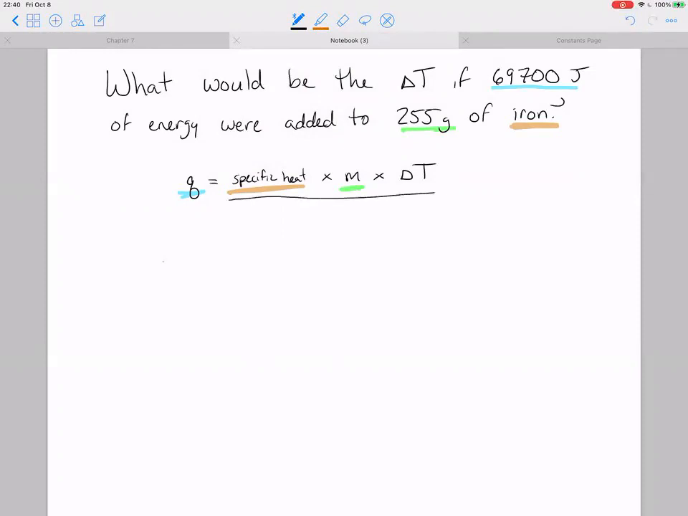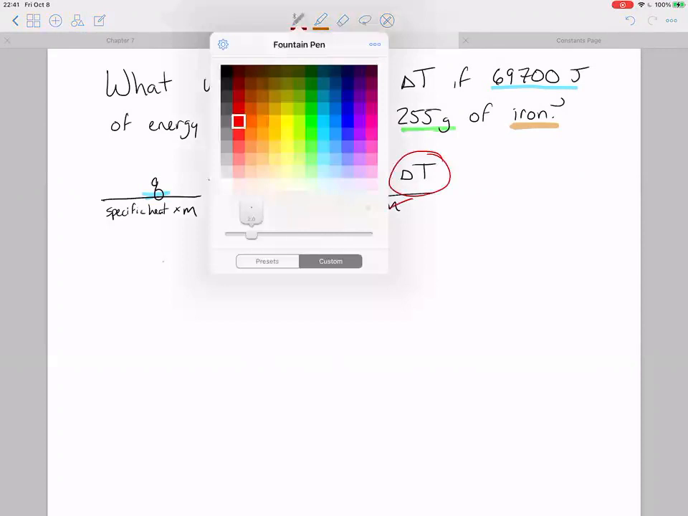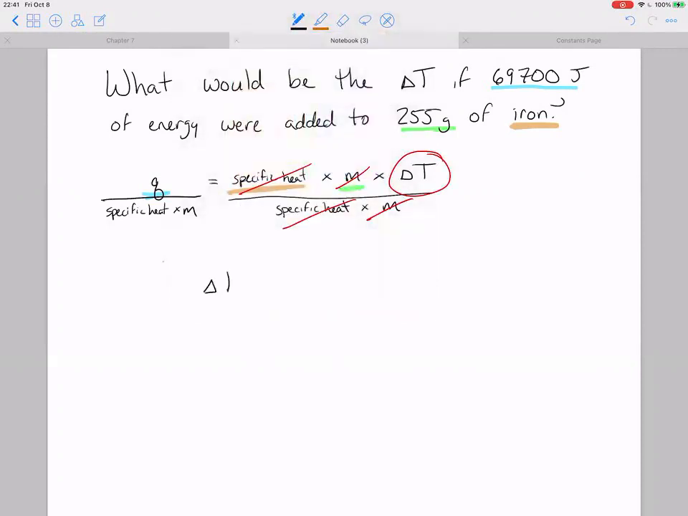I'm going to have to divide both sides by specific heat times M. Move this over. Divide by specific heat times M. And on my right-hand side, specific heat would cancel, mass would cancel. So I'm left with delta T, and that's exactly what we want, right? So when we rearrange, we get delta T is equal to Q divided by specific heat times M.